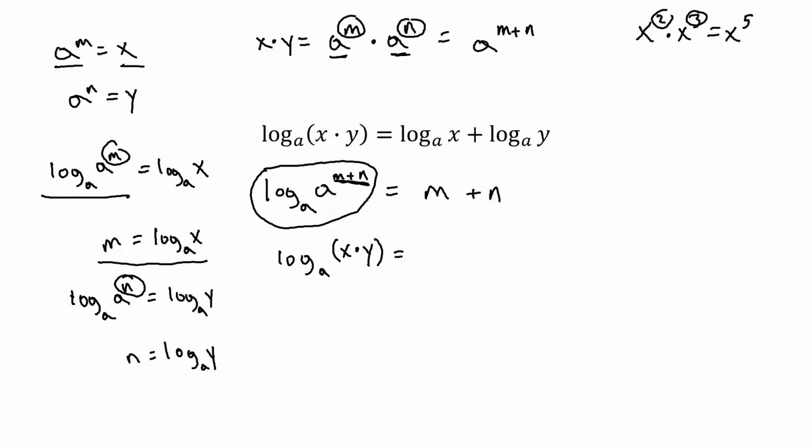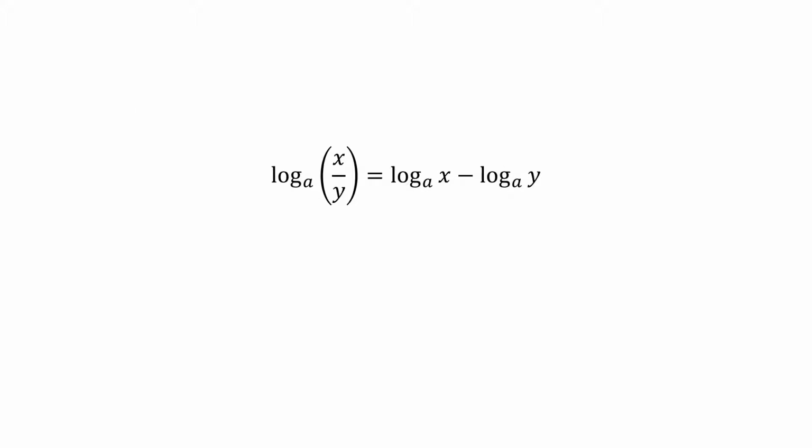Well, we know what m is equal to. We know what n is equal to. And over here we have to add m and n. So we're saying log base a of x plus log base a of y. And so we've proven our first property. We can use the same general steps to demonstrate this. Why don't you pause the video and try and see if you can prove this to yourself.